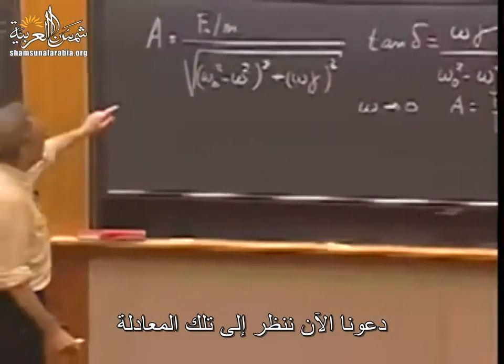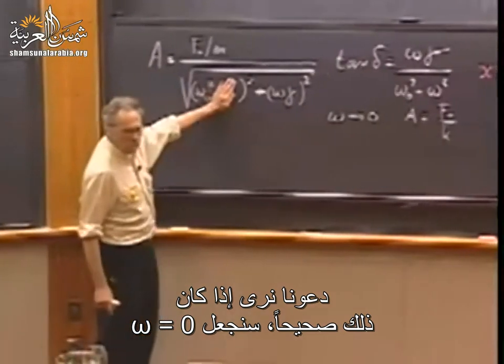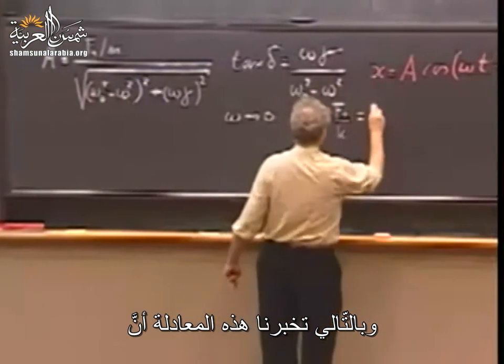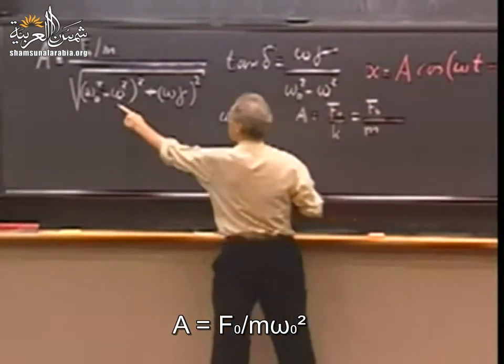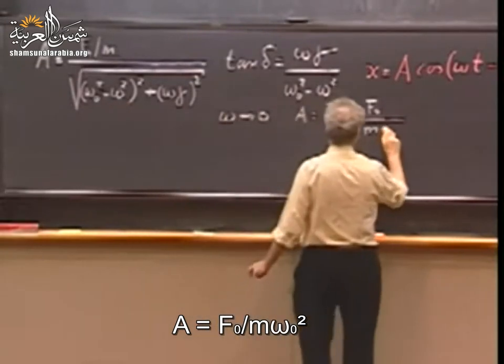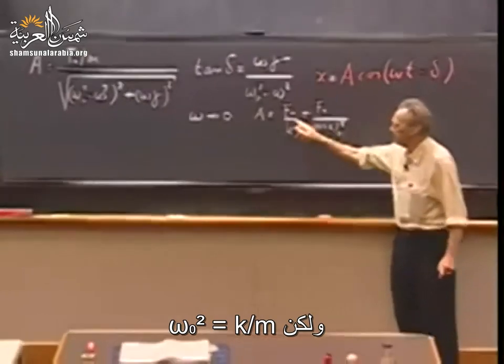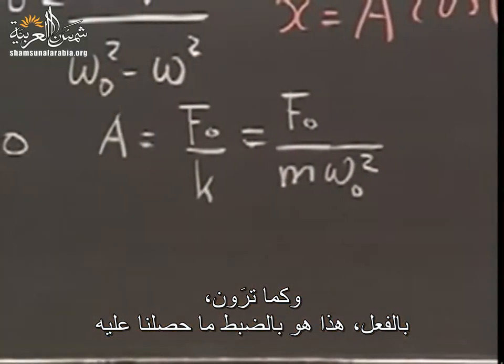Now let's look at this equation. Let's see whether that is true. We make omega 0. So this equation tells us that it is F0 divided by m. And then downstairs we have omega 0 squared. But omega 0 squared is k over m. And you see indeed that that's exactly what you get.